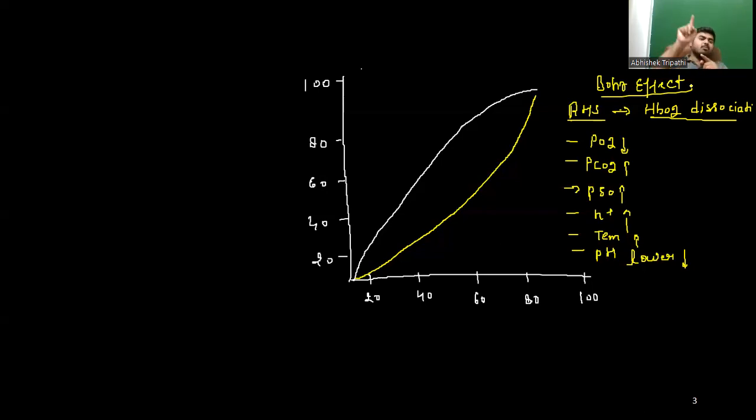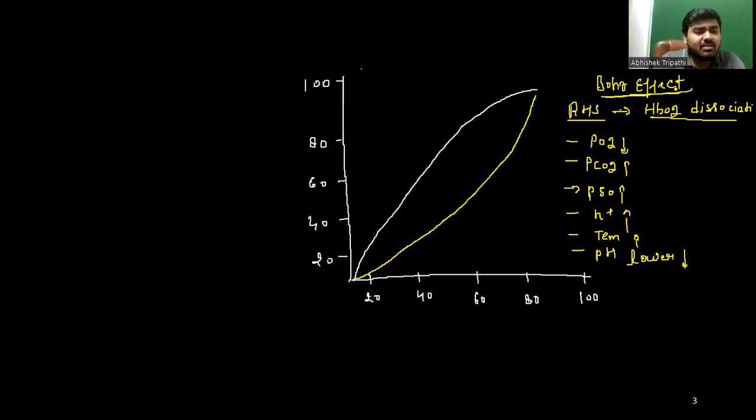So when a person moves toward a higher altitude, the curve shifts toward the right side, and this right hand shift curve indicates the oxyhemoglobin dissociation curve. In this curve, partial pressure of oxygen decreases, partial pressure of carbon dioxide increases, P50 value increases, H plus concentration increases, temperature increases, and pH will be low. This is called the Bohr effect, right?